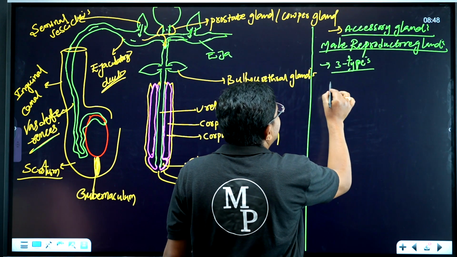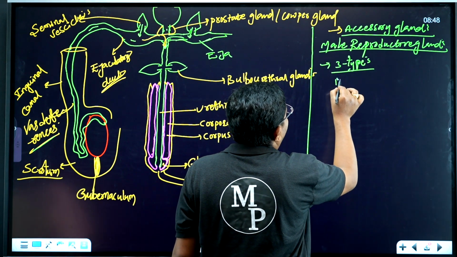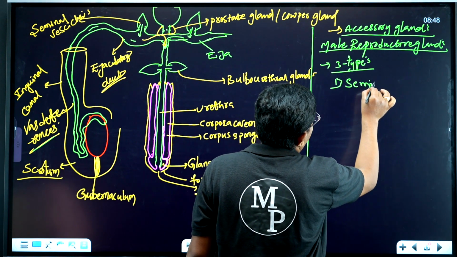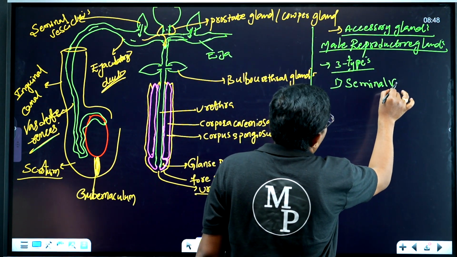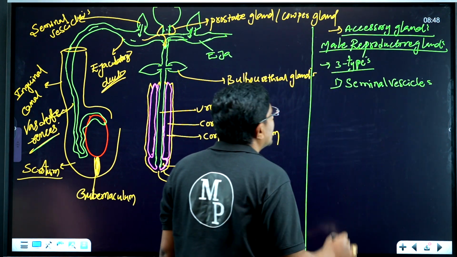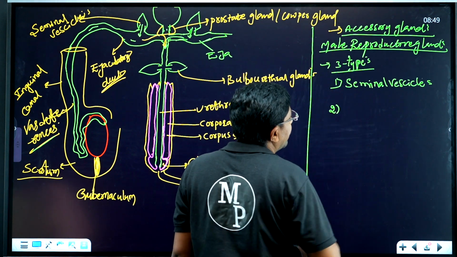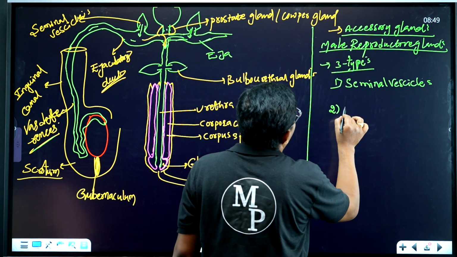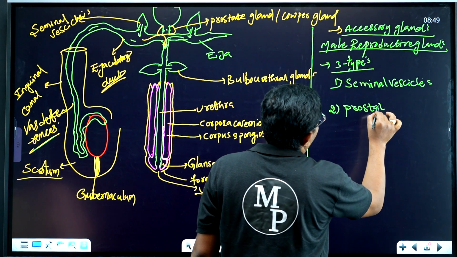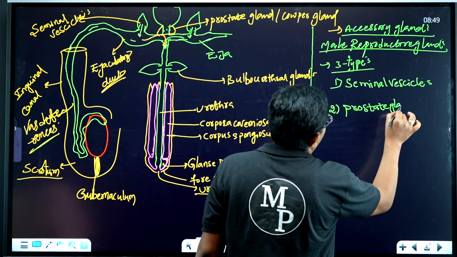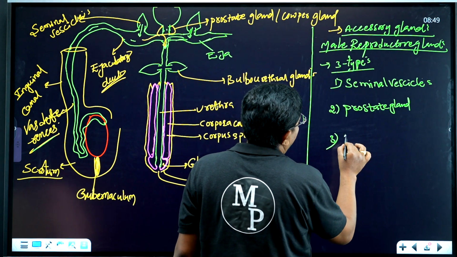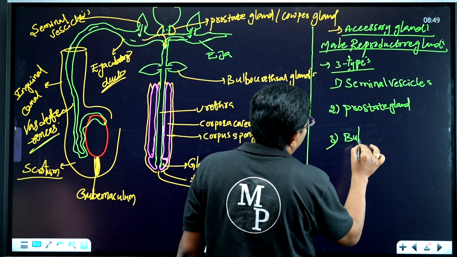In these three types, one type of accessory gland is the seminal vesicles. The second type is the prostate gland, and it is only one. And the third type is the bulbourethral gland.